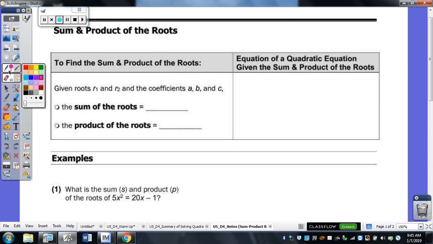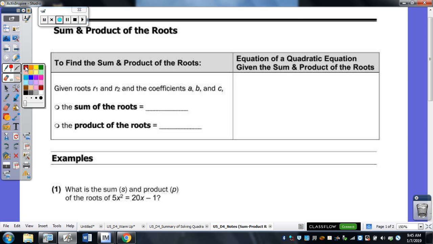So today what we are working on is looking at the sum and the product of the roots. And what you can do is if you know your roots, you can figure out what their sum is, figure out what their product is, and it actually helps you write your equation for your quadratic much easier than actually taking things and multiplying it out.